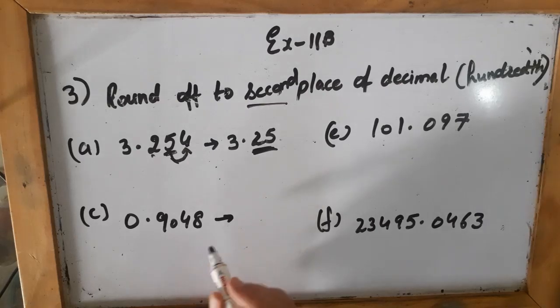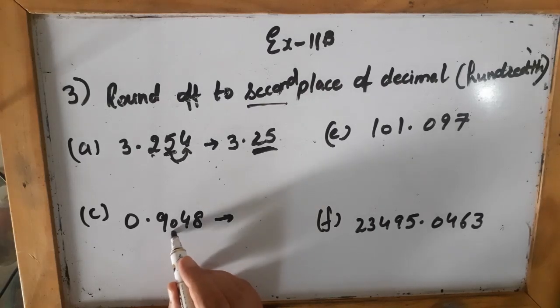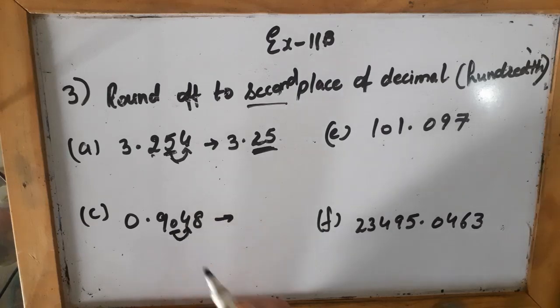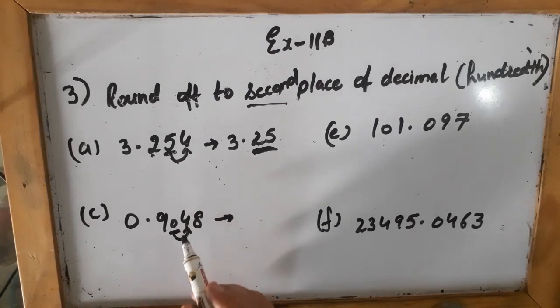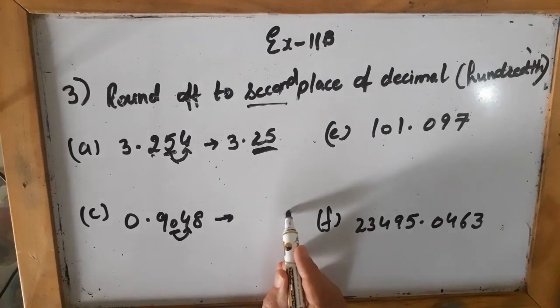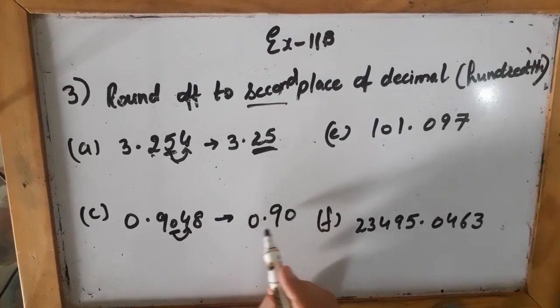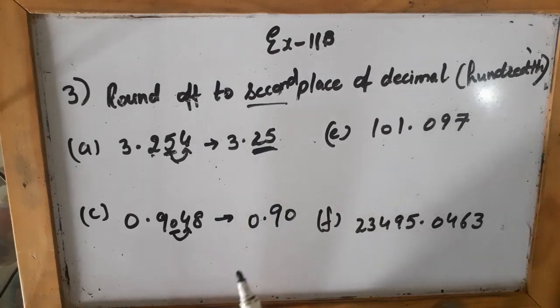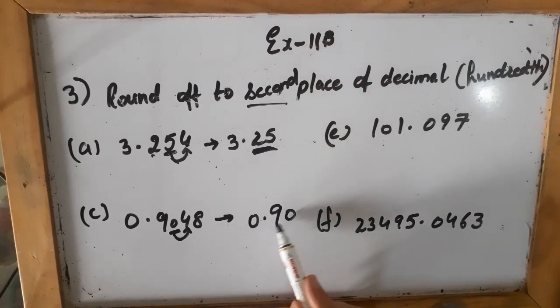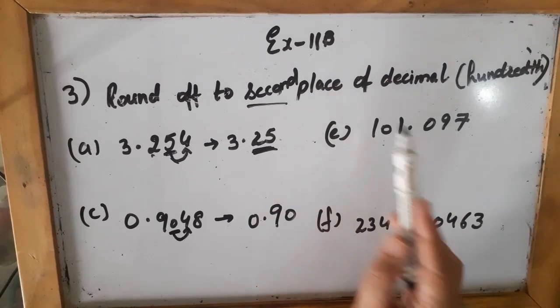Now here the second place is this. Okay, so look at the right of this number, it's 4, which is less than 5. So it means 0 will remain 0 only. Then you have 9 and 0. 0.90 is your answer. So I will leave my answer till the second place of decimal, meaning 2 places of decimal.